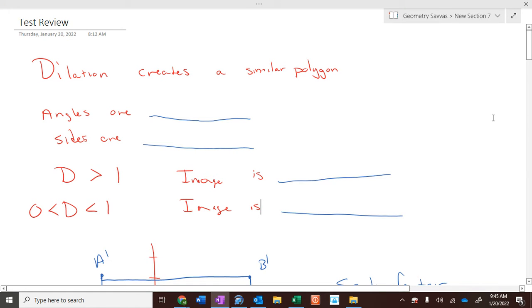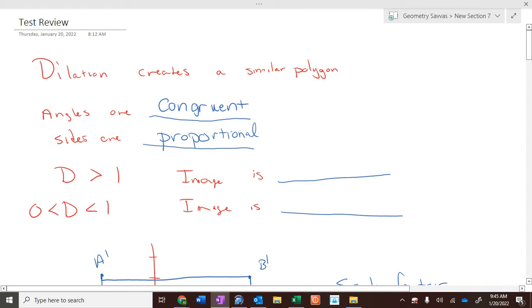All right, dilations create similar polygons. What do we know about the angles of dilations? They are congruent. And the sides are proportional.